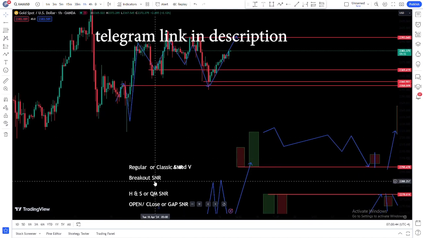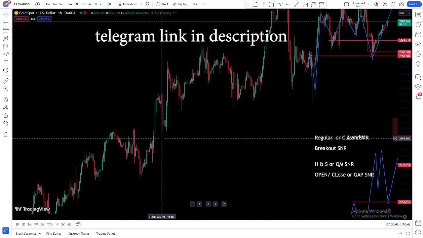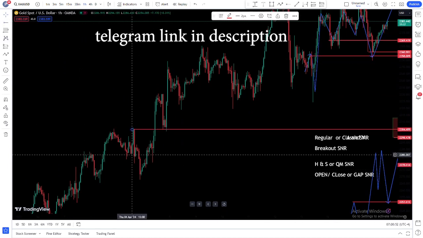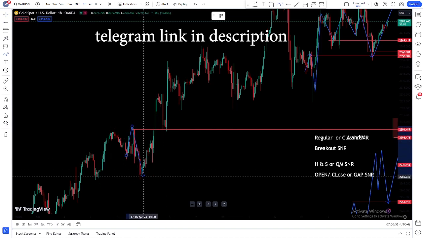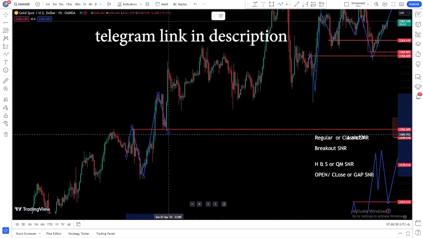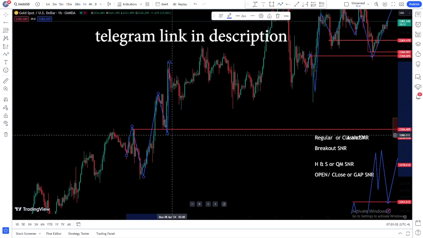Now let's see another one, what we can see here. Look at this one. Eventually we have an A shape here. Eventually it broke out and came back to this level, and we are going to see this is the sharper movement to the upper side. So this is the breakout SNR.